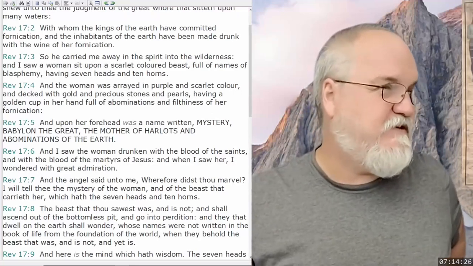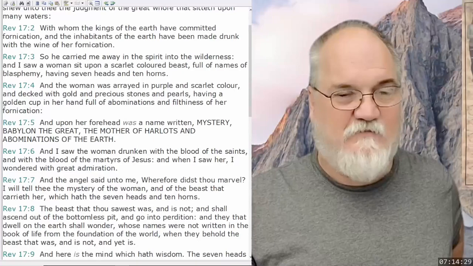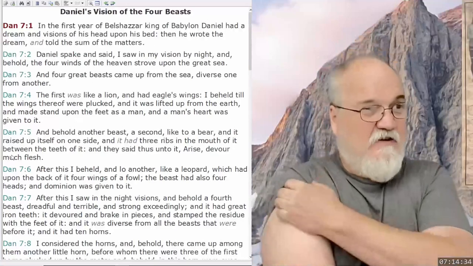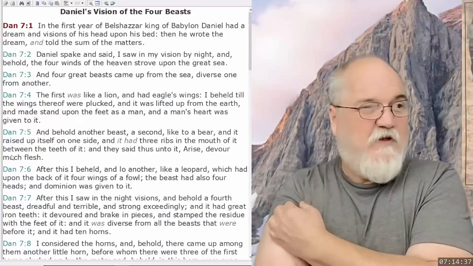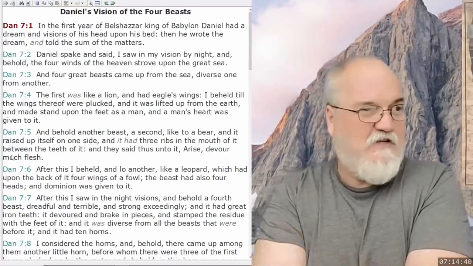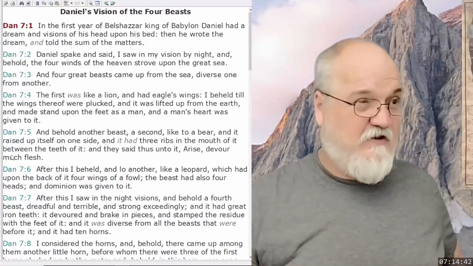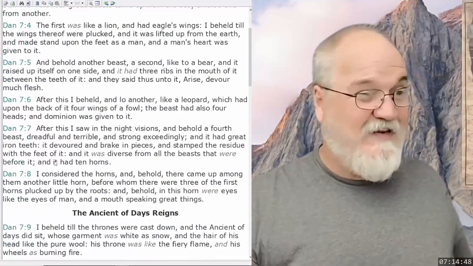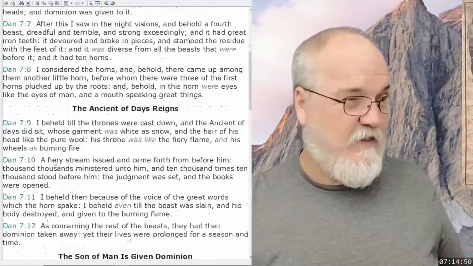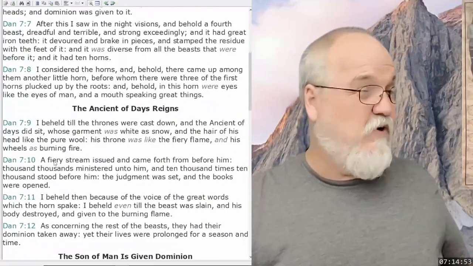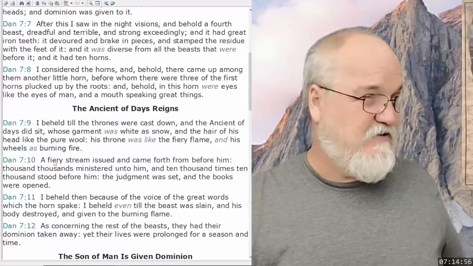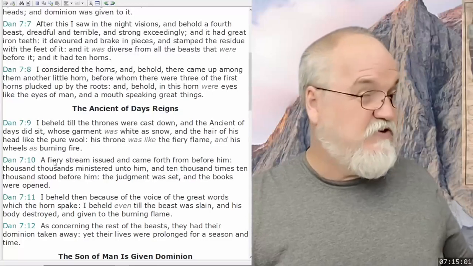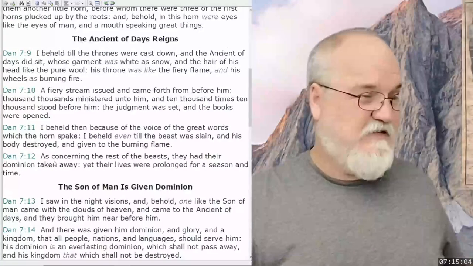So let's, for instance, go back to Daniel chapter 7. So Daniel's going to have a vision, right? And behold, four winds of the heaven strove upon the great sea. The four great beasts came up from the sea, diverse from one another. He's having a vision, right? I beheld another beast, the second like unto a bear, right? He's going to go through and see these things happening. I beheld till the thrones were cast down, and the Ancient of Days did sit, whose garment was as white as snow. A fiery stream issued and came from before him. Right? So all this is either in the present tense or the completed tense.